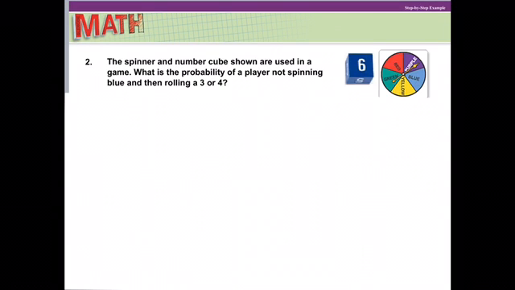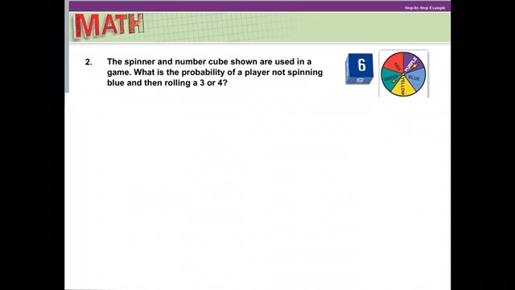So now for example 2, which is our last independent event example, and then we'll move into dependent events. The spinner and the number cube shown are used in a game. What is the probability of a player not spinning blue and then rolling a 3 or 4? So you're asked to find the probability of the spinner not landing on blue and rolling a 3 or 4 on the number cube. The events are independent because spinning the spinner does not affect the outcome of rolling a number cube at all.